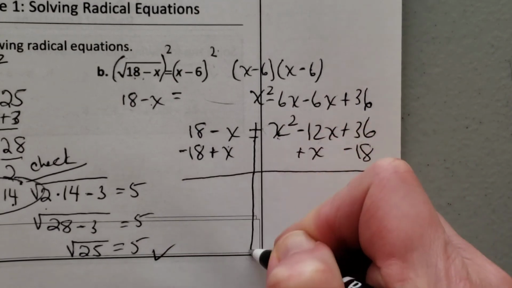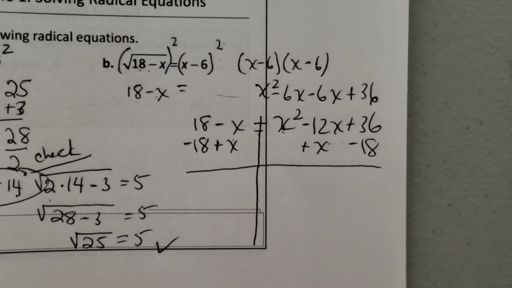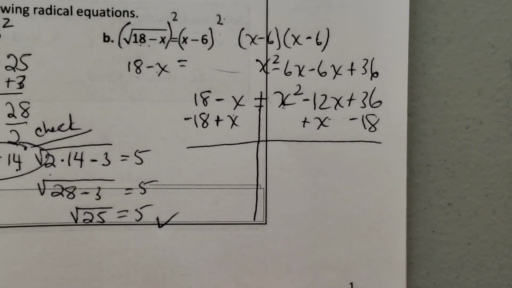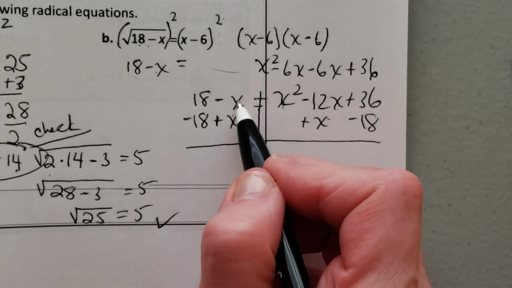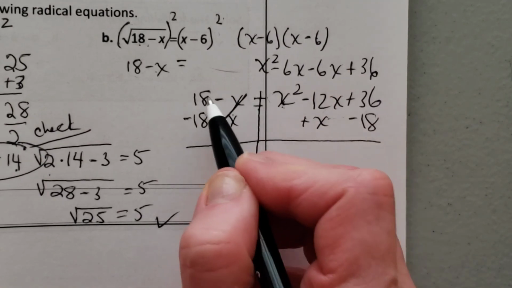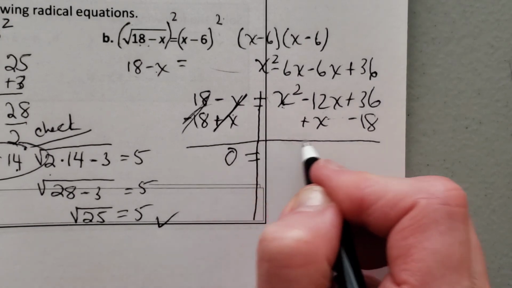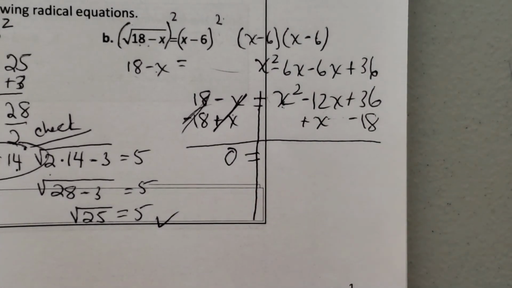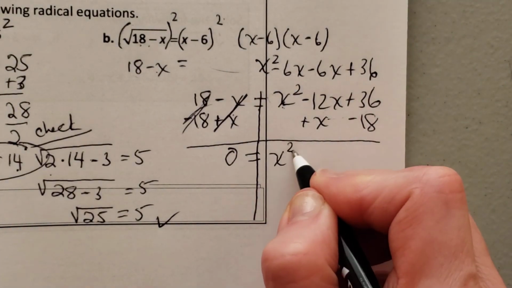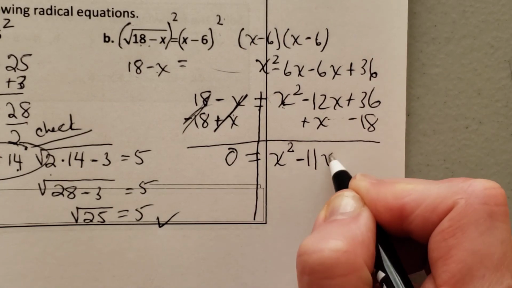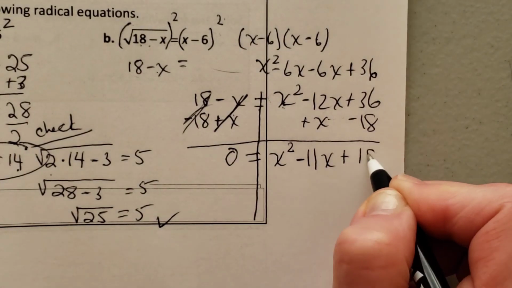Normally, I would show you that in 2 different steps, but when you go into college algebra, they're going to just combine everything in one step. So basically, negative x plus x is 0. 18 minus 18 is 0. That's what I wanted to do. Whatever I do on one side of the equal sign, I have to do on the other. So now I have x squared minus 11x plus 18.